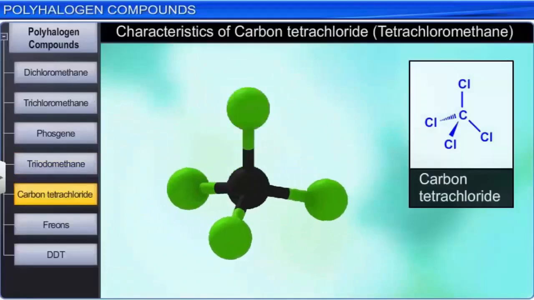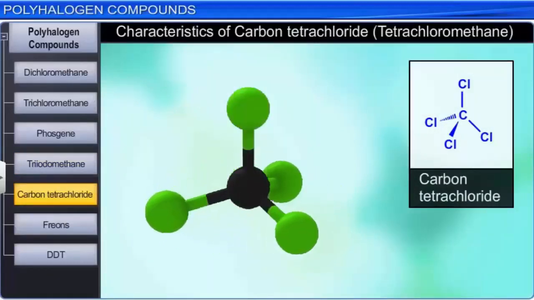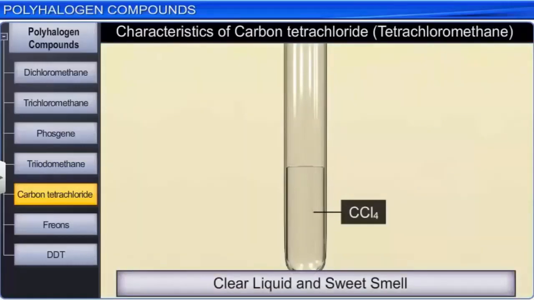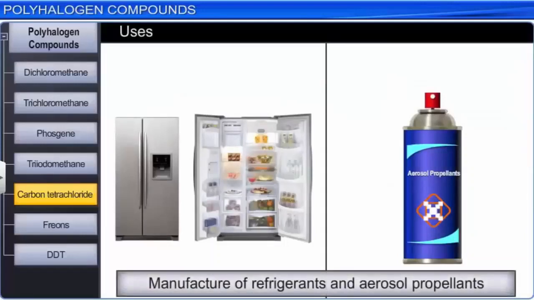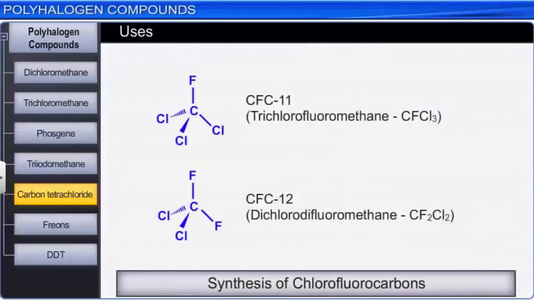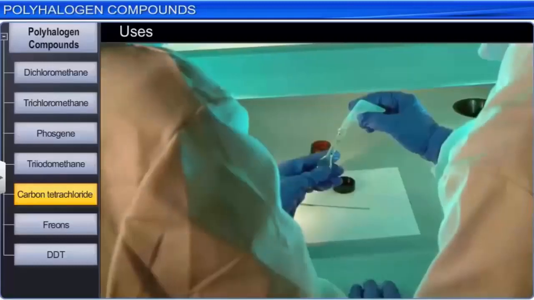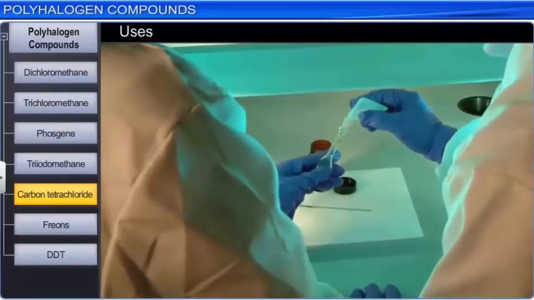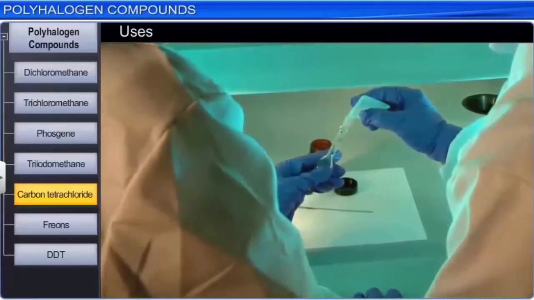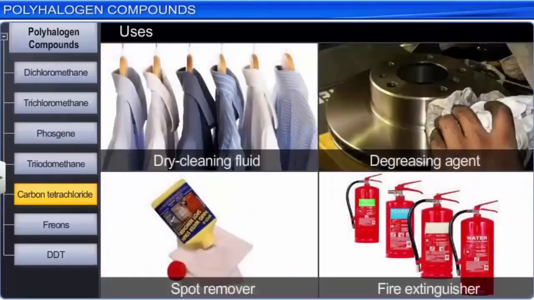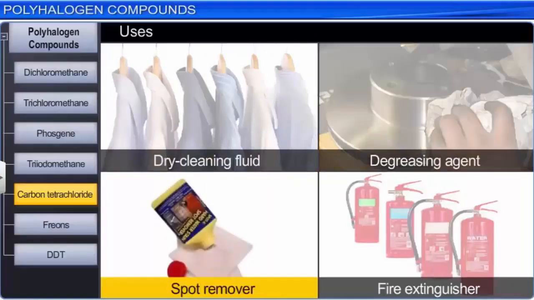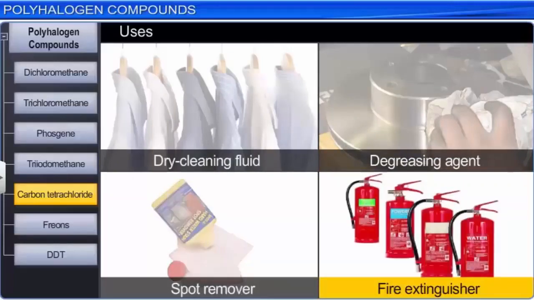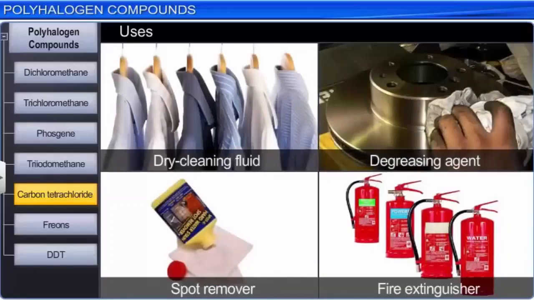Carbon tetrachloride or tetrachloromethane is a clear liquid with a sweet smell. Carbon tetrachloride has a variety of uses, including in the manufacture of refrigerants and aerosol propellants. It is used in the synthesis of chlorofluorocarbons. It is widely used as a solvent. Due to safety concerns, many chemists prefer to use other solvents. In the past, carbon tetrachloride was used as a dry cleaning fluid, a degreasing agent and spot remover, and also as a fire extinguisher. These uses have been generally phased out to minimize health risks.